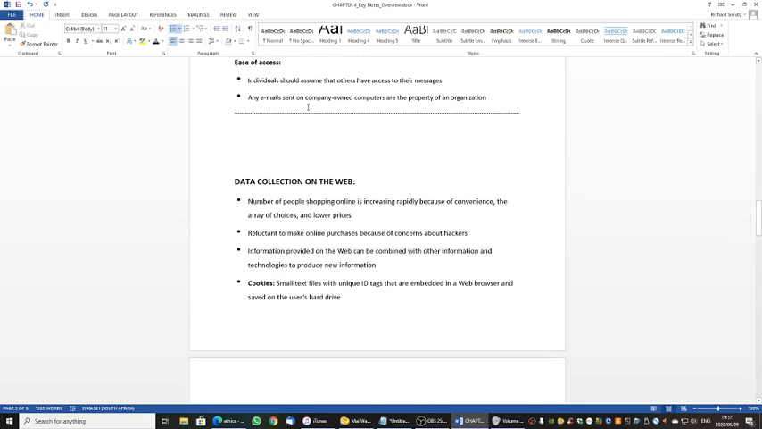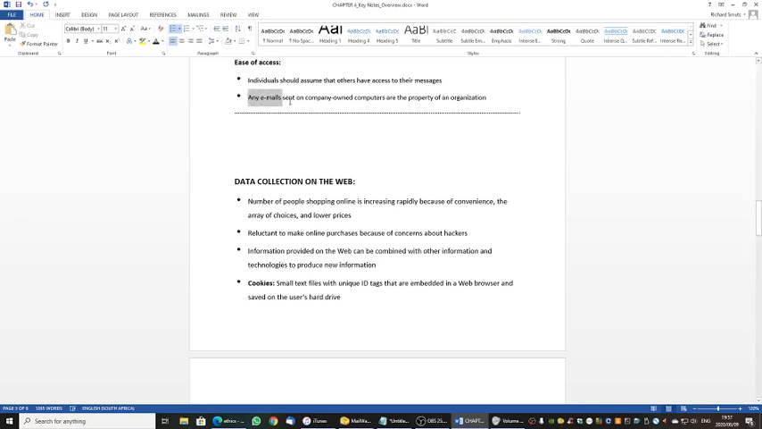Ease of access. Individuals should assume others have access to their messages. In other words, you make an assumption that any message you send on any platform, that other individuals do have access to it, and you need to be aware.